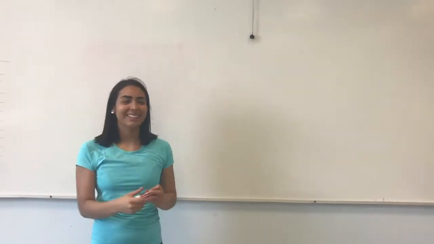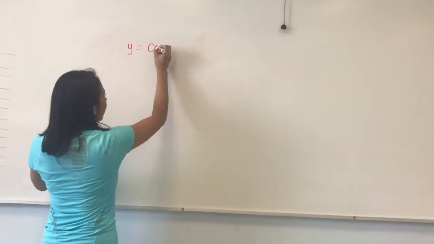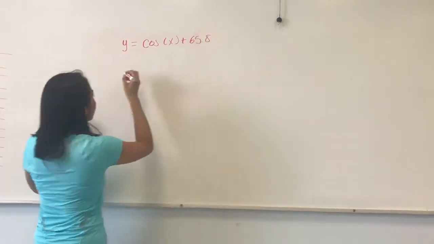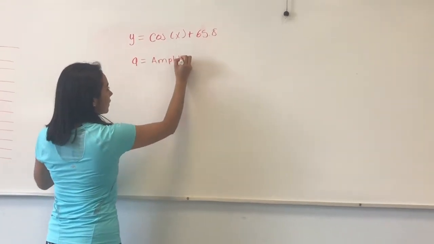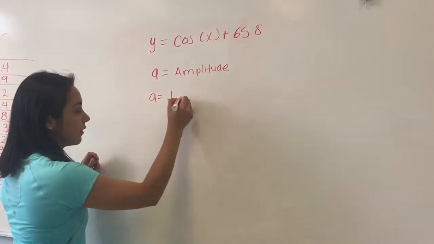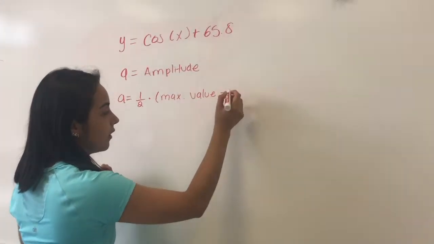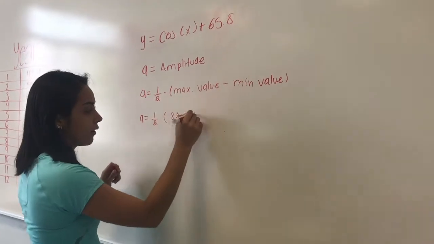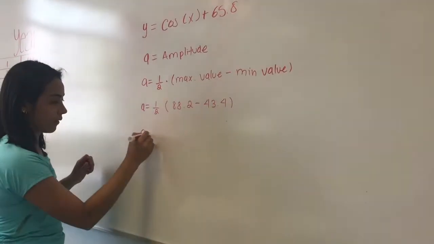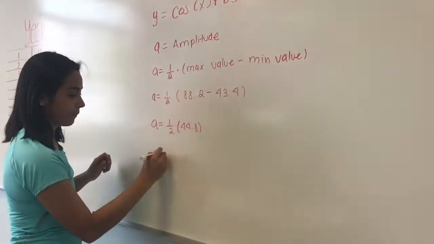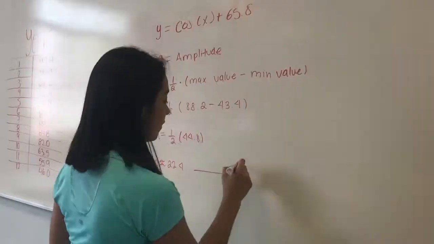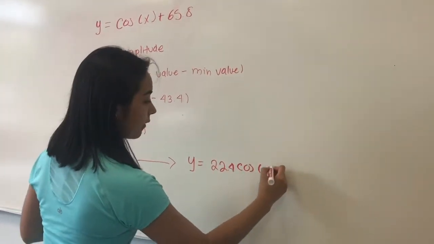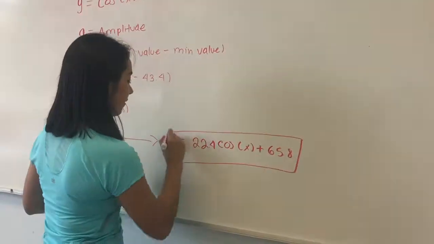To find the amplitude, we need to do the next procedure. First, we know that the amplitude equals a. a equals 1/2 times the maximum value, 88.2, minus the minimum value, 43.4. Then a equals 44.8 over 2, which is 22.4. And our function ends up being y equals 22.4 cosine of x plus 65.8.